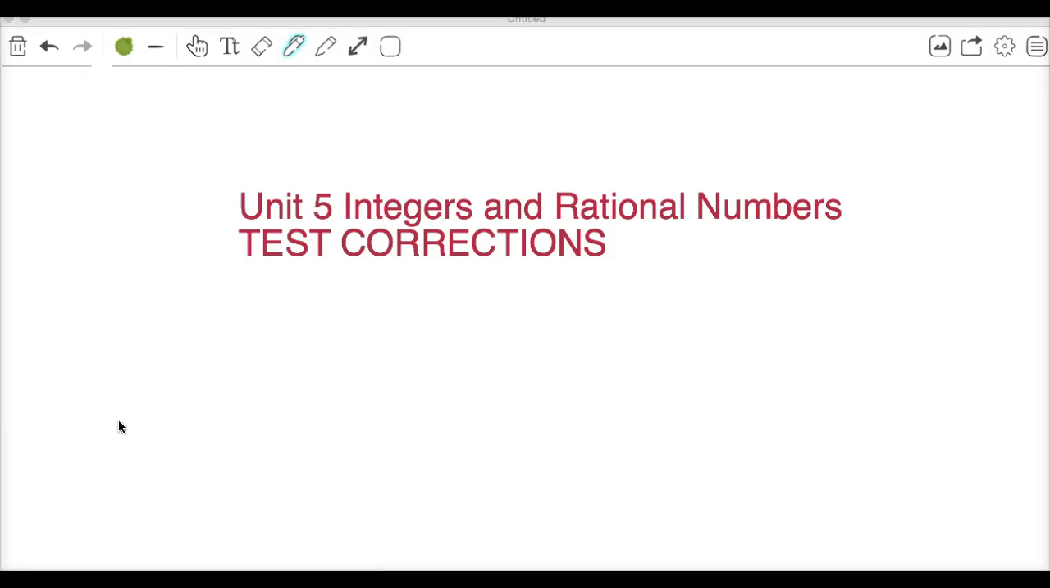Welcome to Unit 5, Integers and Rational Numbers Test Corrections.